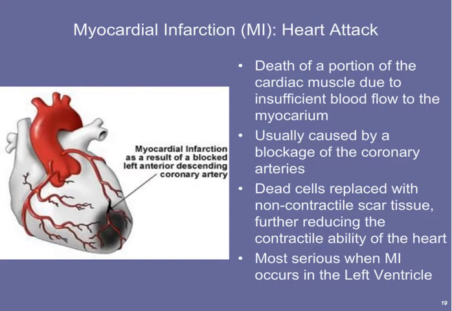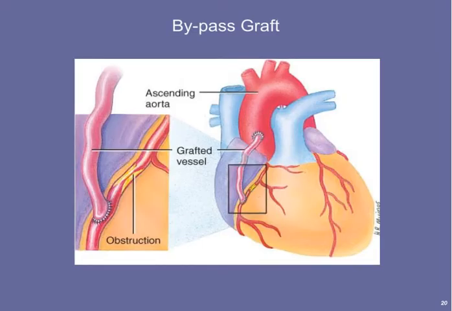Myocardial infarcts tend to be most serious when they occur in the left ventricle, because as we'll learn in a few slides, the left ventricle is the one that's responsible for pumping blood to the entire body. And so if that's damaged, it can be very difficult to recover from an MI affecting the left ventricle. So as I was saying, coronary artery disease is one of the primary causes of heart attacks or myocardial infarctions.